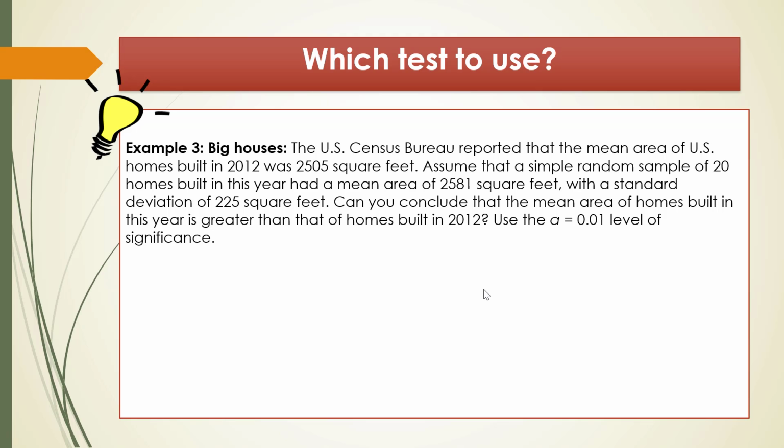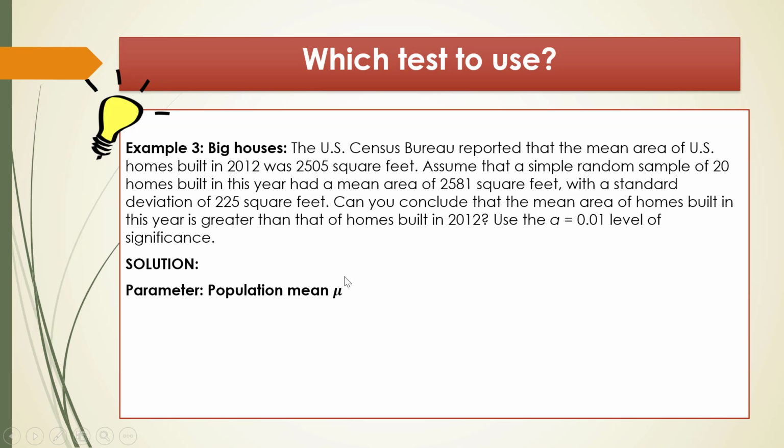Can you conclude that the mean area of homes built in this year is greater than that of homes built in 2012? Use the given level of significance. So here, the parameter that we are interested in is the mean area of homes built. That is the population mean. So we work with mu.